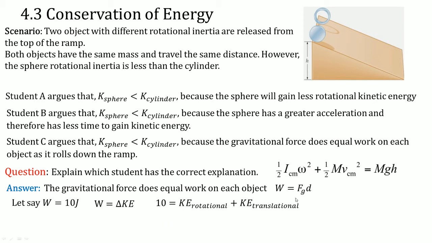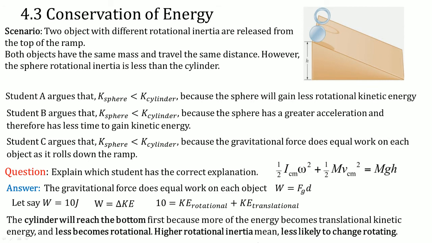Here I wrote this. The mgh was the potential. That's what I'm saying the 10 J is. The first part, 1/2 I_cm omega squared, is the rotational kinetic energy. The 1/2 mv squared is the linear, translational kinetic energy. So this 10 joules can be split into either one of these two, okay?